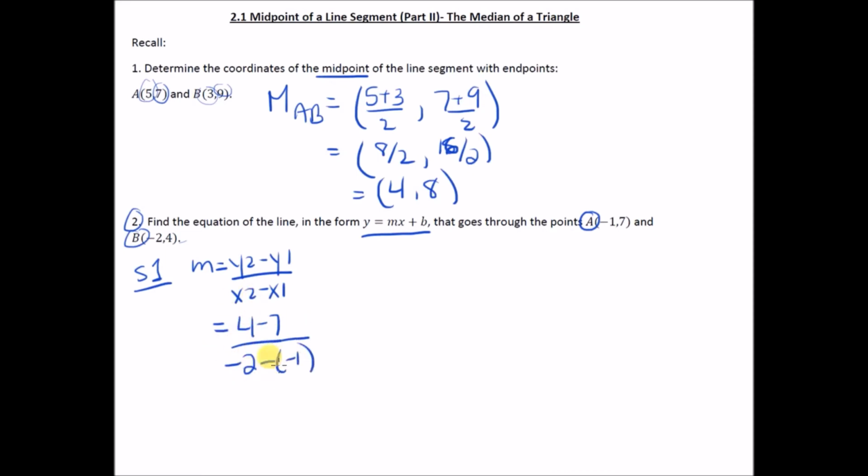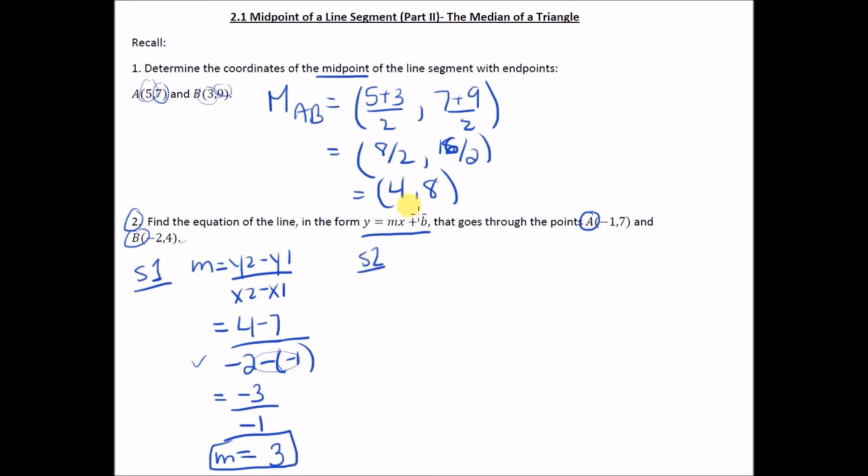And I put a lot of double negatives in here just so that you recall that we have to use lots of brackets. Okay, so 4 minus 7 is negative 3. And then negative 2, this changes to a plus 1. I get negative 1. So I get 3. The slope is 3. So we know the slope of this line is 3.